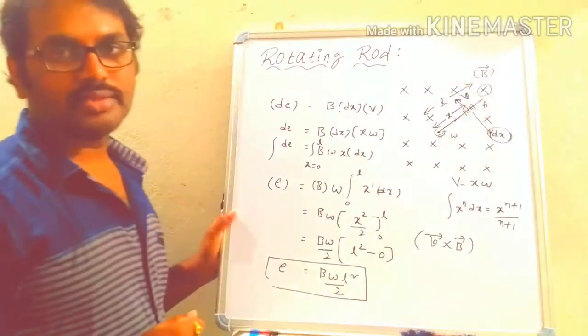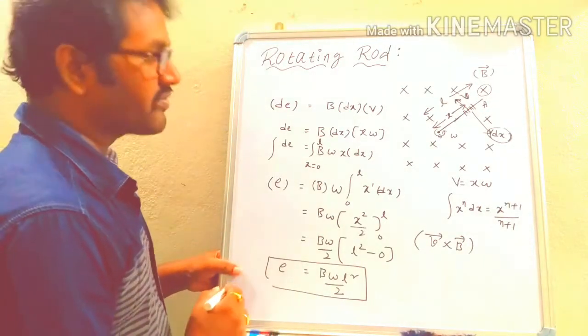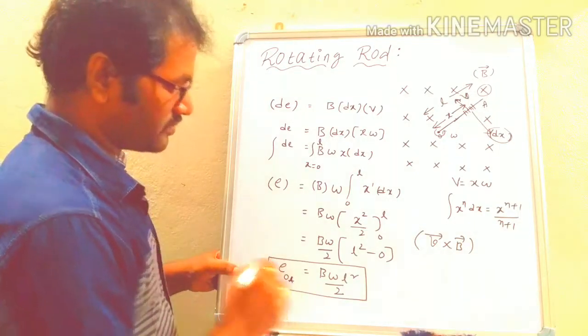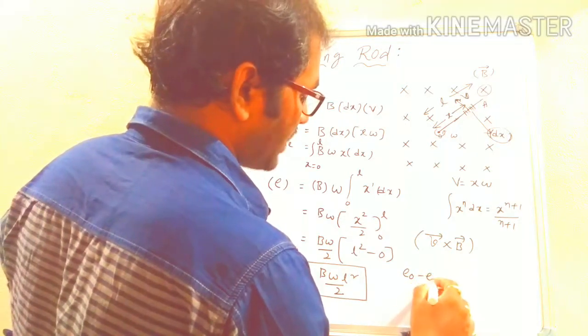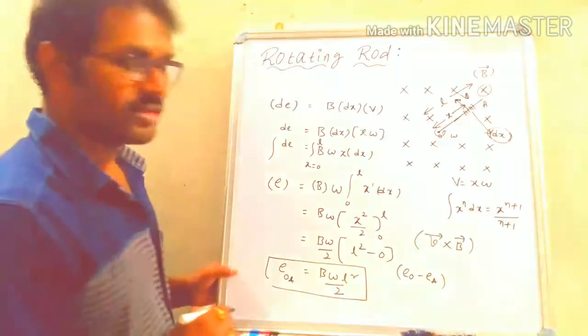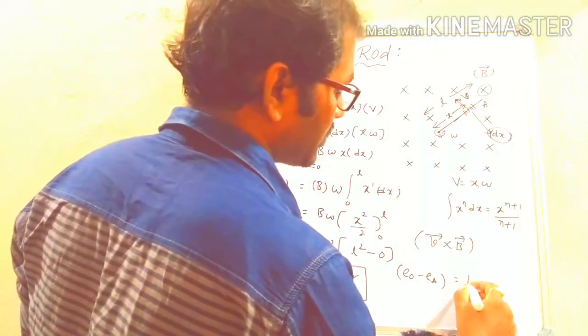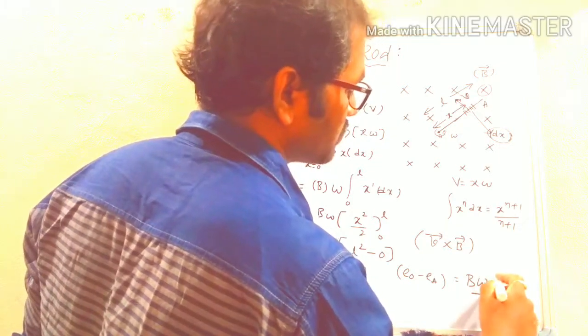The point A comes as the lower potential. There I can write the potential difference between the points, or you can write it as EOA, which means EO minus EA in a better way. The potential difference between these 2 points is equal to B omega L square divided by 2.